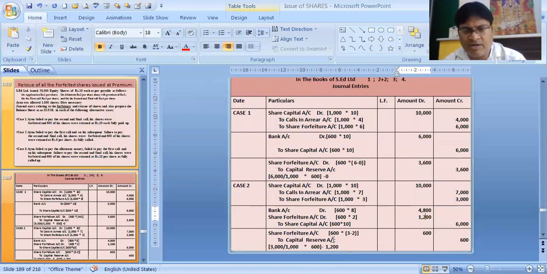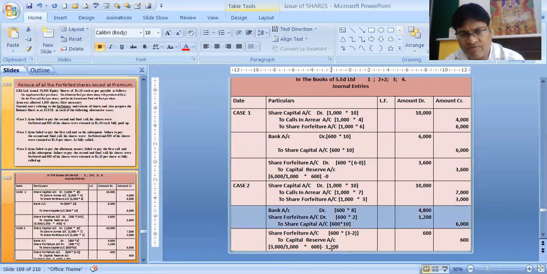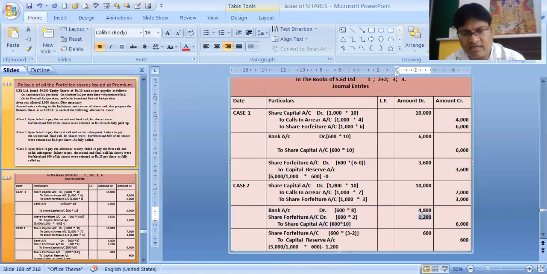Share forfeiture account debit to capital reserve. You notice 3000 rupees was the credit of forfeiture divided by number of shares we have reissued, 1000, in number of shares we have forfeited, that is 1000, into number of shares reissued, that is 600, minus 1200, which is nothing but the debit of share forfeiture. This debit value, debit of share forfeiture, is 1200 that we have written over here. This debit of share forfeiture that we have subtracted, then the value is coming 600. Share forfeiture to capital reserve 600.